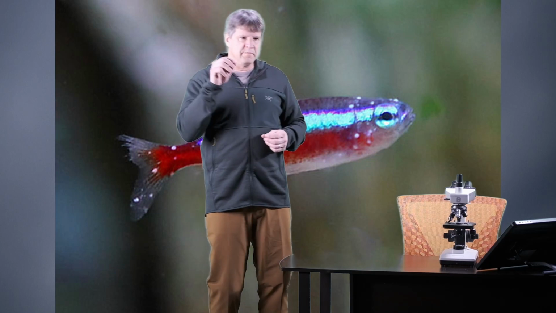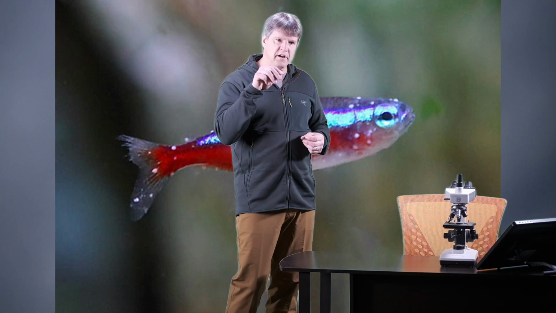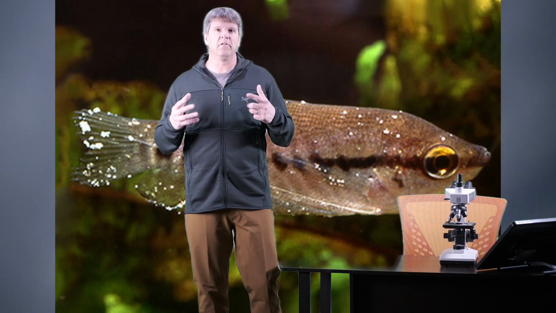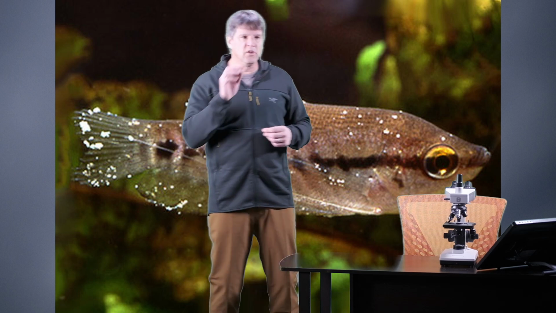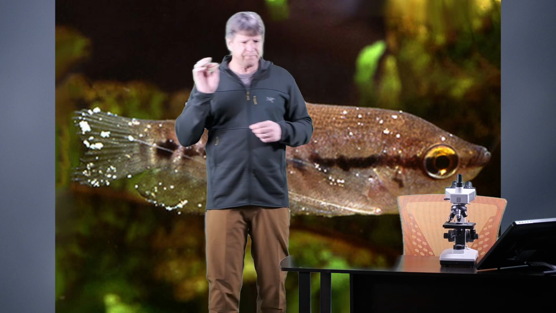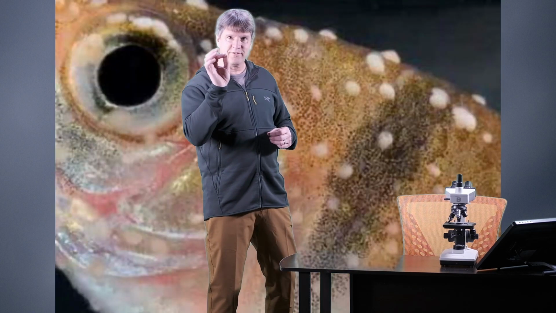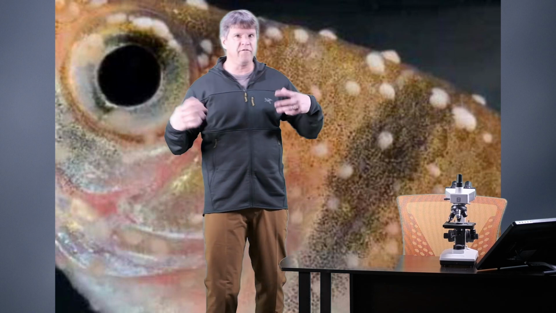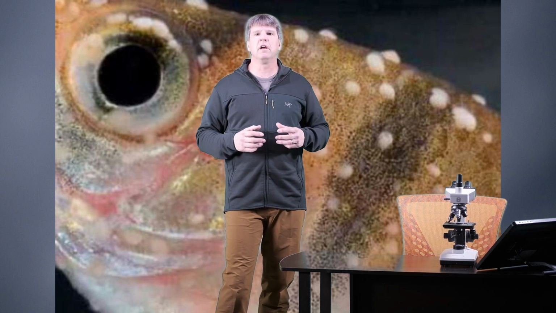Now, ick is really common because what it does basically is it burrows under the outer surface of the skin of the fish, and it forms a cyst under the skin, okay? These cysts are visible to the naked eye, all right? They look like little white spots on the fish. It almost looks like you took a little white pencil and poked that fish, okay? It could be on the fins, it can just be all over them, okay?